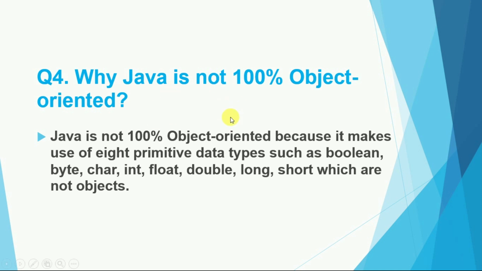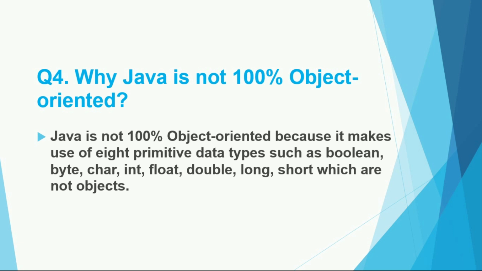There is a reason: according to object oriented principles, any language which has primitive data types should have those primitive data types as objects. But Java has 8 primitive data types such as boolean, byte, char, int, float, double, long, short, which are not objects. So it violates the principle of a 100% object oriented language. That's why Java is not called a purely object oriented language.